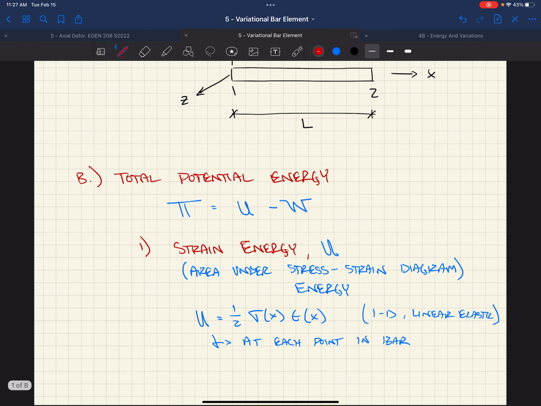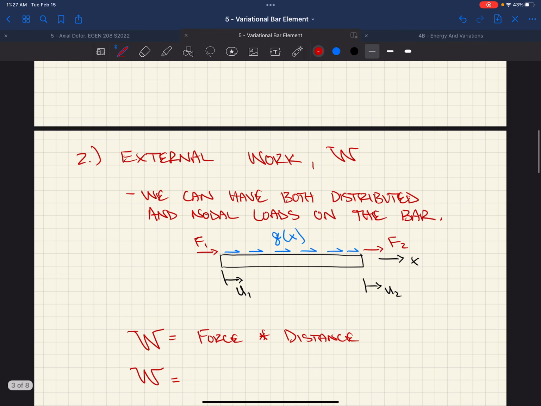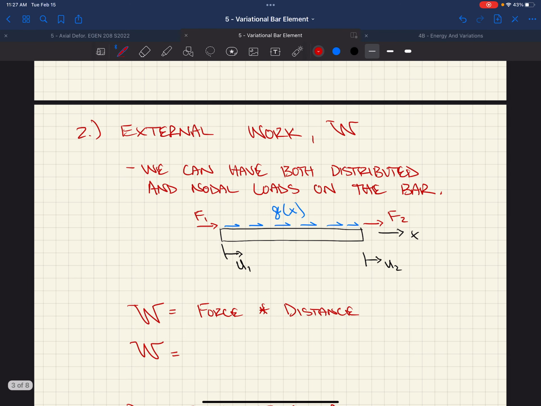Well, we got U. Well, we need work. We need the external work, W. In this bar, the external work is when we assume what kind of loading or external forces our bar can have exhibited on it, by external loads, forces. In this case, we're going to assume that we can have both a distributed load, Q sub x, and nodal loads on the bar, F sub 1 and F sub 2, which are going to be acting at our nodes 1 and 2.